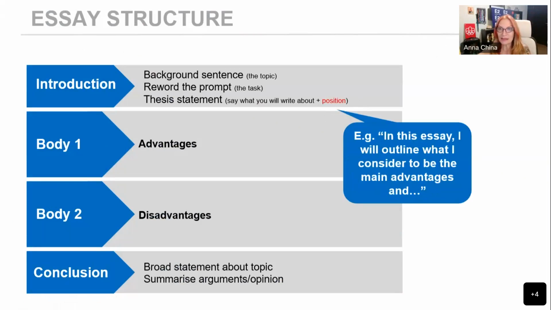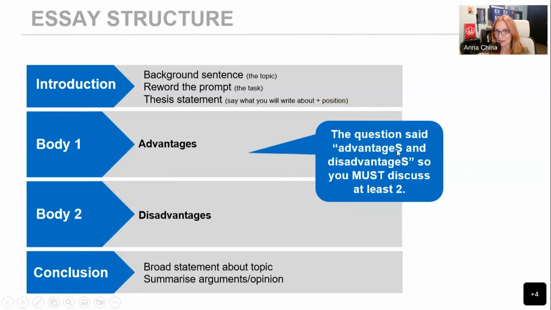So this is one of the possible structures. In this essay, I will outline what I consider to be the main advantages and disadvantages. However, I would paraphrase here: the main benefits and drawbacks, maybe. So when you use the structure "I will outline", you are showing a position and not an opinion. You're not saying, I agree, governments should invest, because that's not the question. Then you will go advantages in body one, disadvantages in body two.